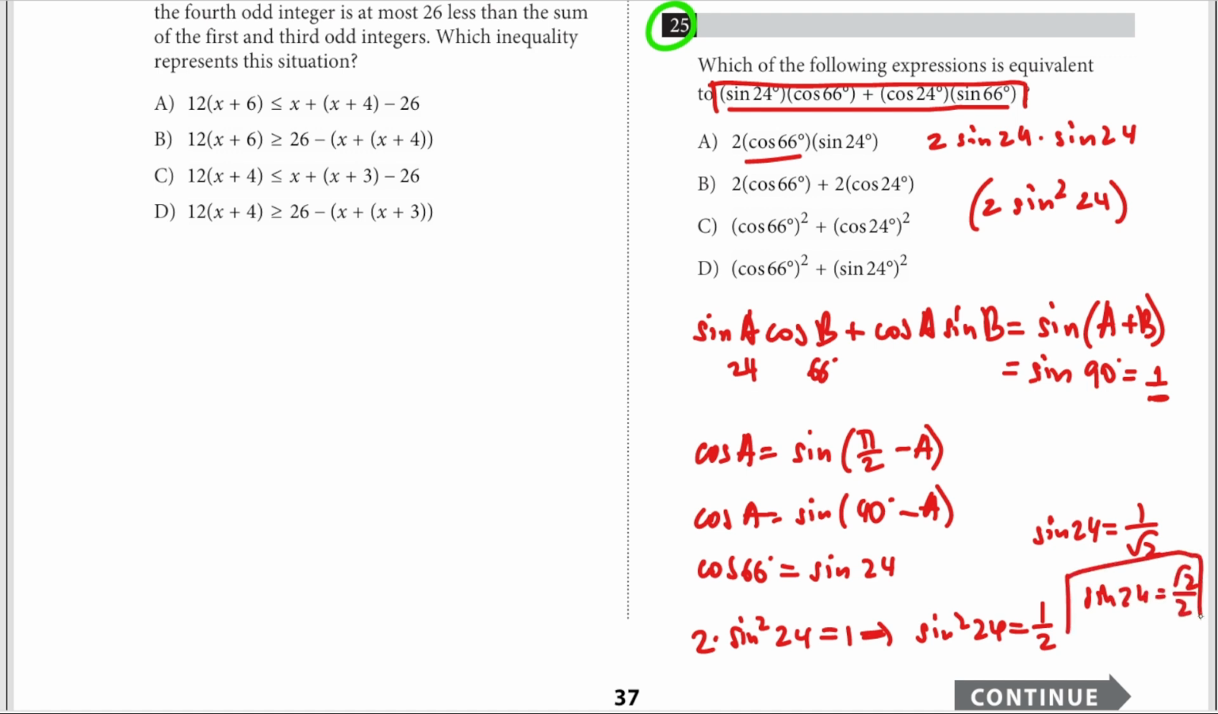Now, if you remember your trig, root 2 over 2 is equivalent to sine of 45 or cosine of 45, definitely not sine of 24. So that's why A is a wrong answer.